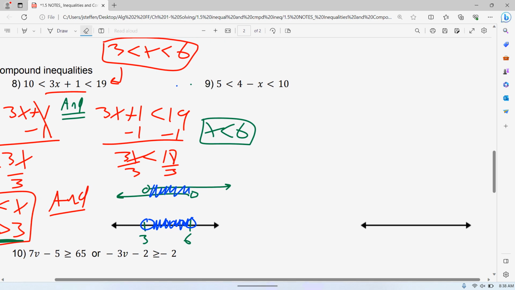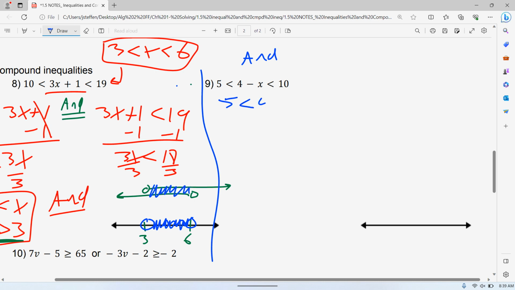So let's go back to number 9. It's a compound inequality where it's all kind of squished together, so it's an and problem. So again, if you just put and at the top here, put it on your paper after that, you'll still get credit. It's a bad idea, but I always split this up. So I have 5 is less than 4 minus x, and 4 minus x is less than 10, and it's an and problem.